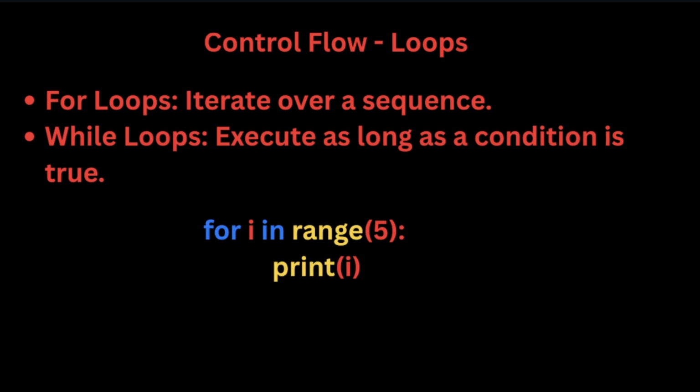Now we move on to control flow, or loops. Two types of loops: for loops and while loops. For loops iterate over a sequence, while loops execute as long as the condition is true. So while loops will keep going, never get tired, as long as a certain condition is true. Let's look into for loops though.